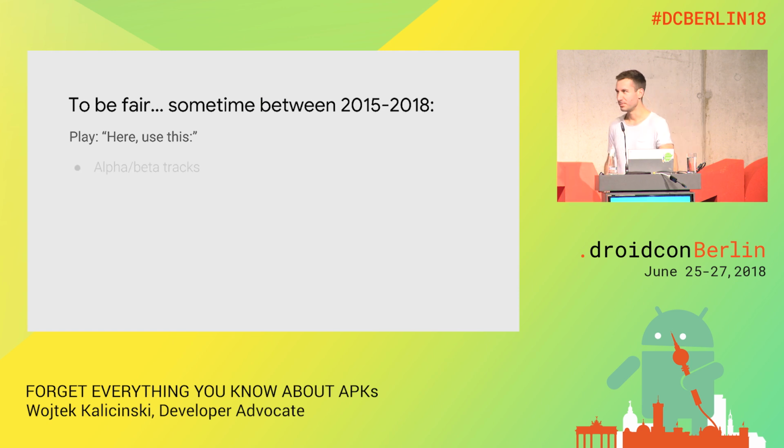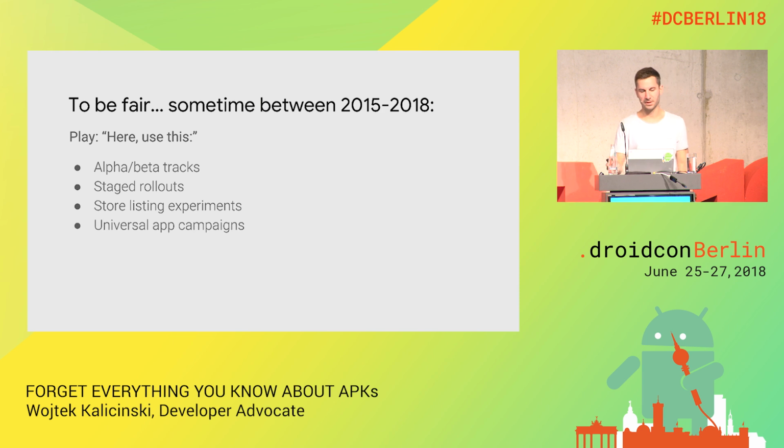And so across the 3 years that I've worked for Google, we got things like alpha and beta tracks for testing your releases with real users. We got staged rollouts, so you don't have to roll your update to 100% of users, but you can test on a smaller group. We got store listing experiments.